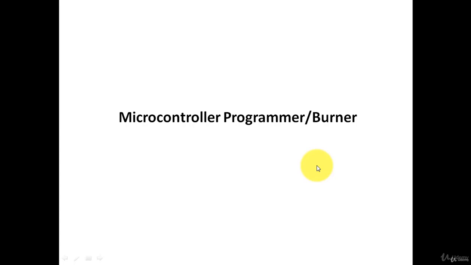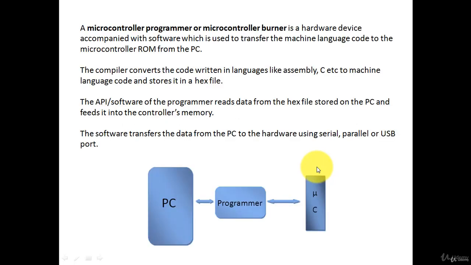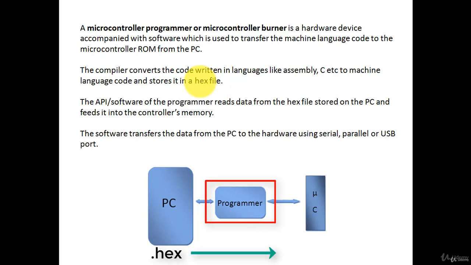Hi, in this video, I will tell you how you can burn code into the microcontroller flash memory or ROM memory. Normally, we use compilers and assemblers to convert our written source code into machine code. This machine code gets stored in a file with extension .hex. We require a microcontroller programmer or burner to write the content of this file into the flash memory or ROM memory of the microcontroller.